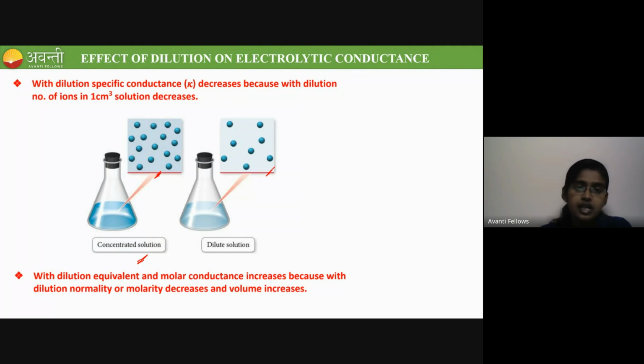So with dilution, equivalent and molar conductance, that is lambda EQ and lambda M, both of them increase because with dilution, normality and molarity decrease, as the number of moles of the solute per volume decreases. Molarity and normality involve the number of moles of solute, right? So that is going to decrease, and the volume increases. Got it? So on this point, just keep revising it and keep it in mind.